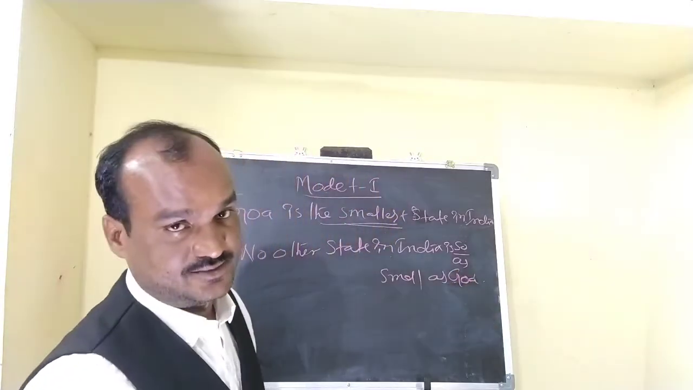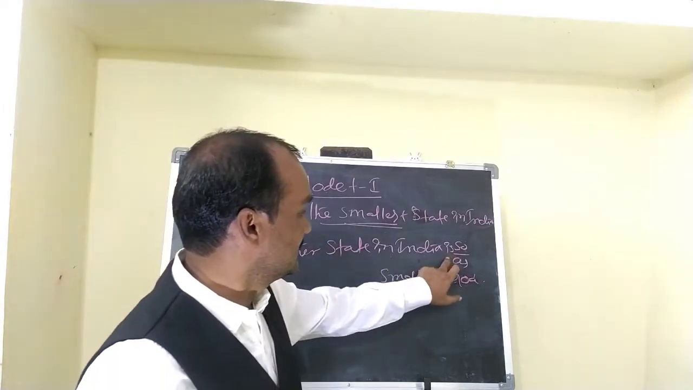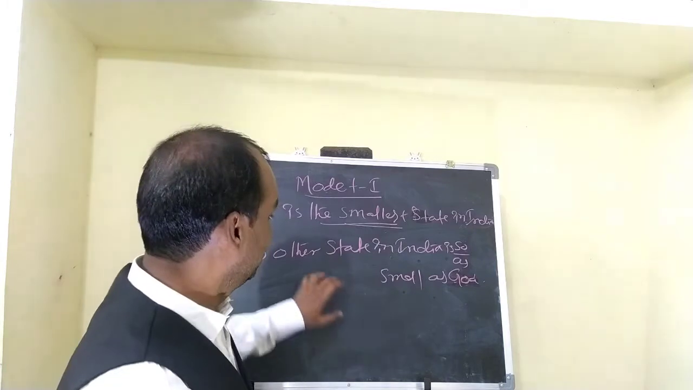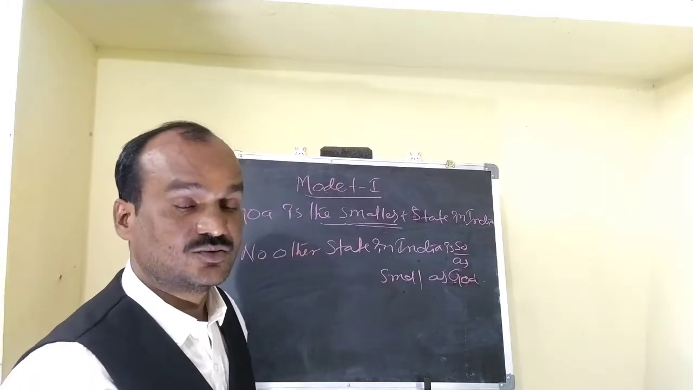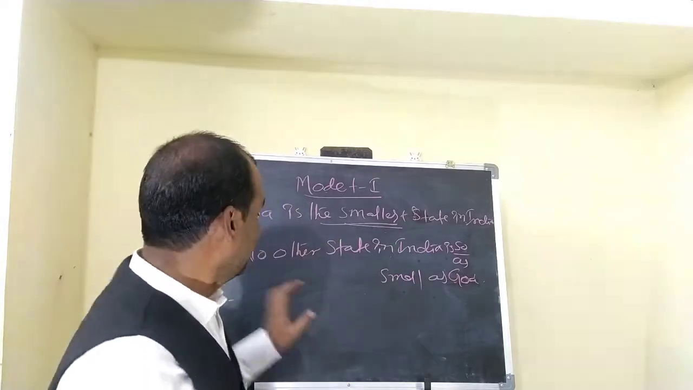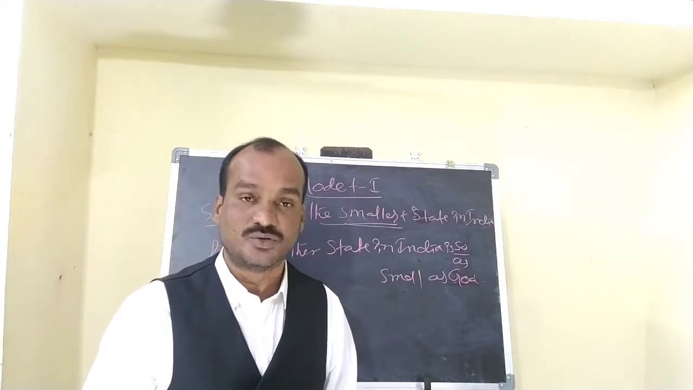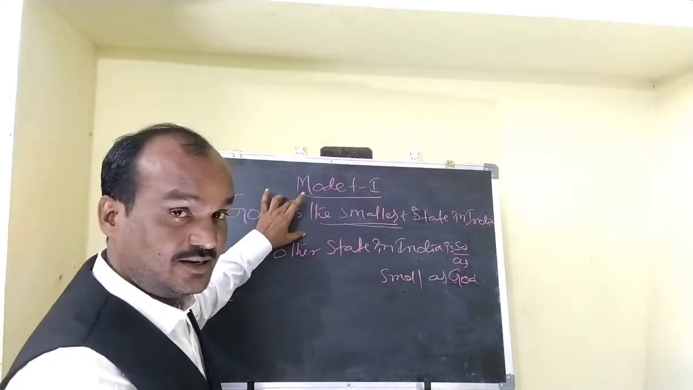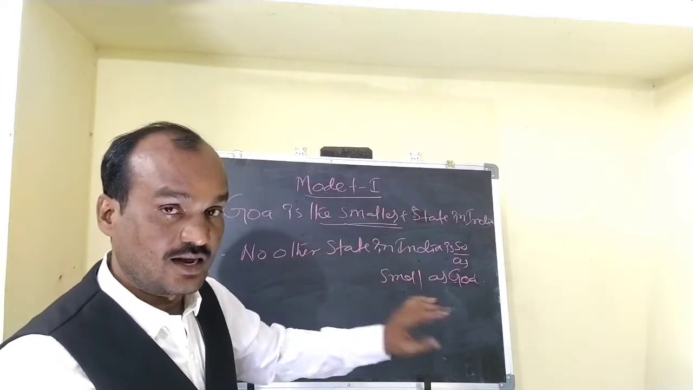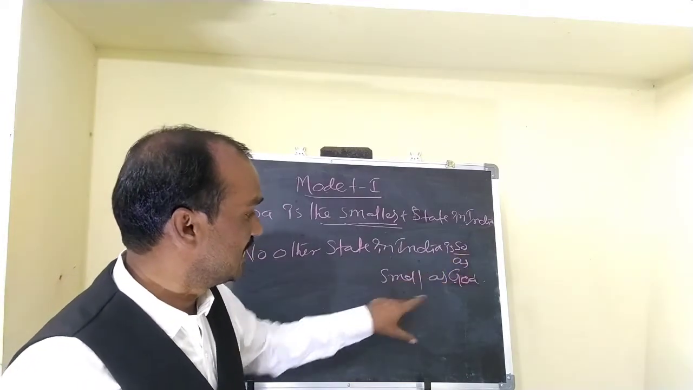In India, no need to mention that again. So this is the structure actually: no other state in India is so small as Goa. It gives you a similar meaning to that given in the superlative degree. Any change there? No change. Goa is the smallest state in India, and no other state in India is so small as Goa. Both sentences give the similar meaning. That means without changing the meaning, we can write in other degrees.